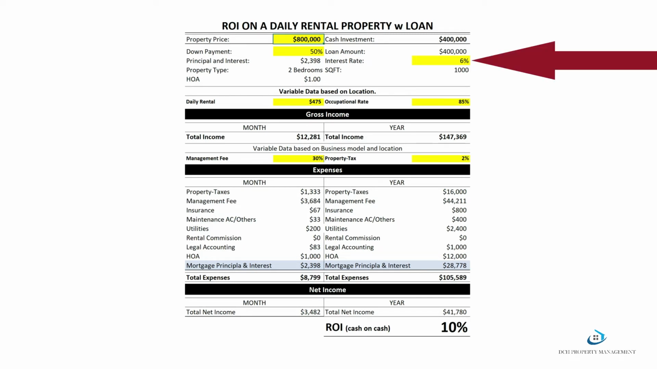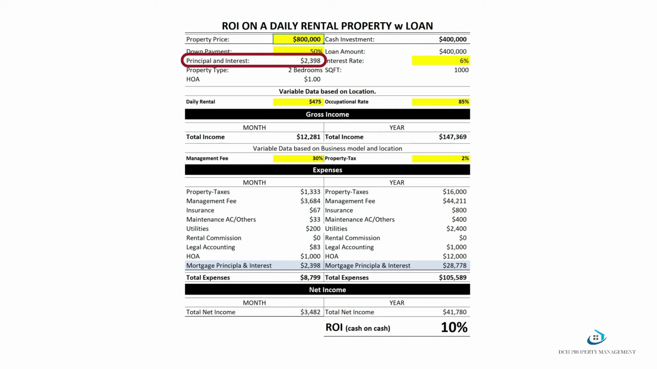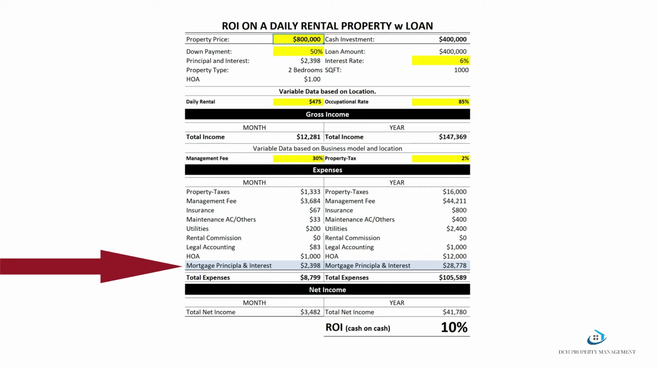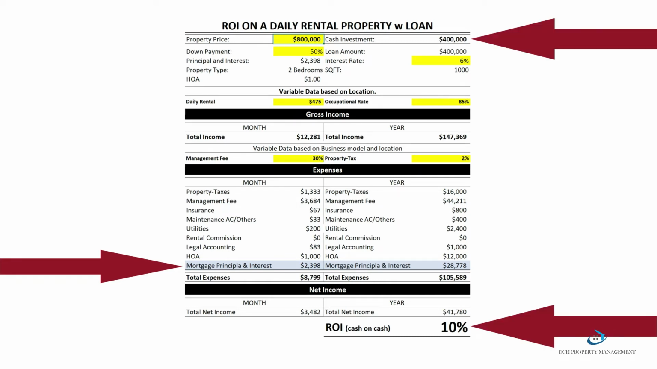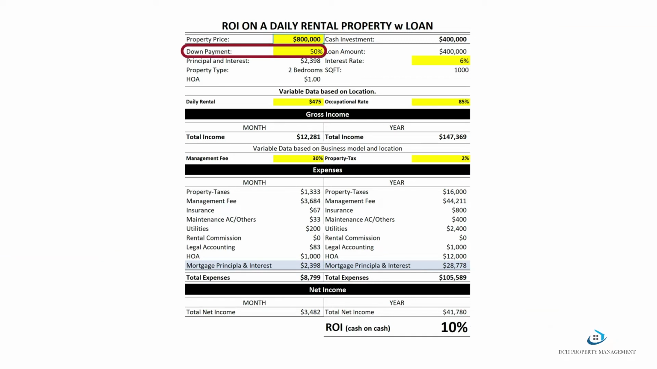Now, let's review it with a 6% interest rate. We have a principal and interest payment amount of $2,398. Although the principal and interest payment is not used to calculate the net operating income, we are going to place it as an expense to be able to calculate the ROI, or return on the investment, on the cash invested only. Remember, we now invested in this example 50% of the total purchase price, a total of $400,000, giving us again an ROI, or return on the investment on the cash invested, of 10%.